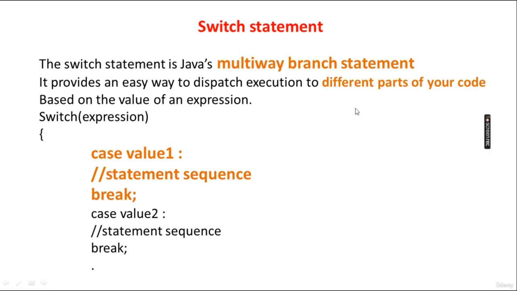The switch statement is Java's multi-way branch statement. It provides an easy way to dispatch execution to different parts of your code based on the value of an expression. In a switch block, the expression will be evaluated first, and depending upon the value generated, it will decide which case's block of code will be executed. So here, switch expression is the syntax, inside it case value 1, statement sequence, break.